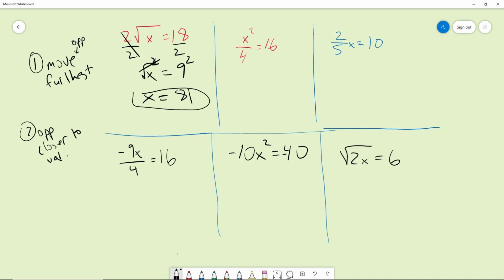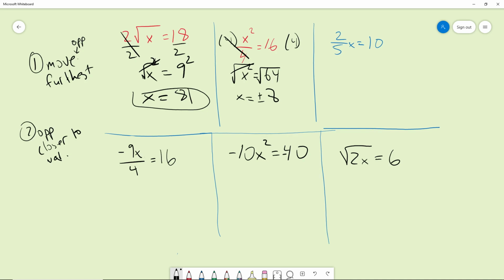Okay, I'm going to leave the fraction ones to the end. Here we've got divided by 4 and a power of 2. Same thing, I can't just root that x squared without rooting the divided by 4. So I want to get rid of that divided by 4 first. Multiply by 4 to both sides. Still have x squared. Now it's much easier for me to deal with, and then I can just take a square root to get rid of that power of 2 and get two answers, positive and negative 8.